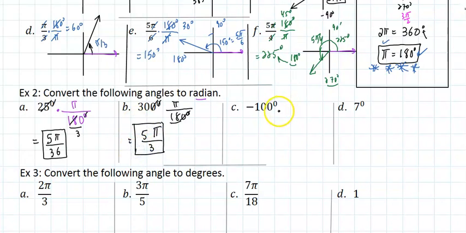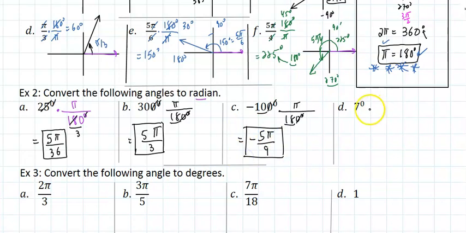Negative 100 degrees, well, we're getting the hang of this, I hope. 180 degrees in the denominator, pi at the top. The degrees cancel out. The 0s cancel out. Divide by 2, that's a 5. Divide by 2, that's a 9.